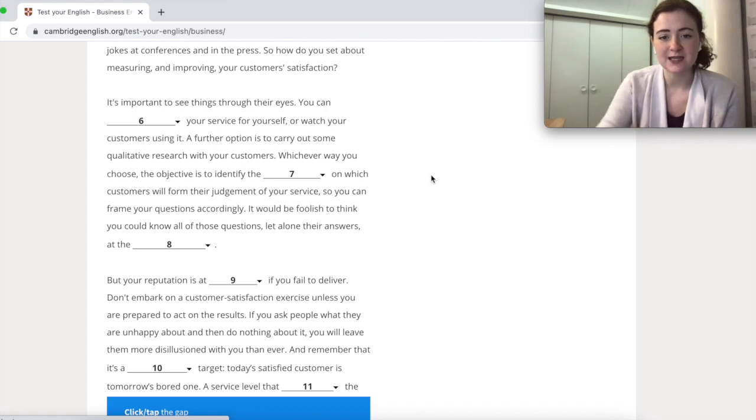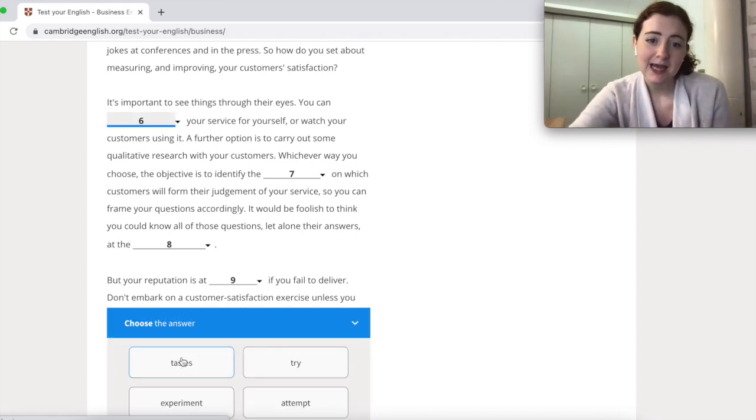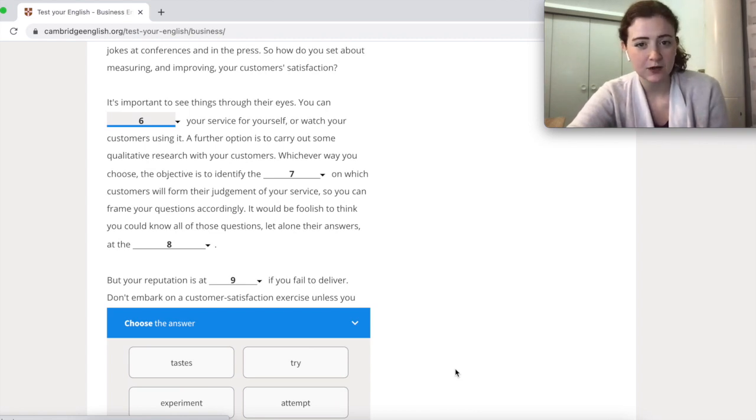Let's look first at the options for number 6. Taste, try, experiment, attempt. You can taste your services for yourself. You can try your services for yourself. You can experiment your service for yourself, or you can attempt your service for yourself.